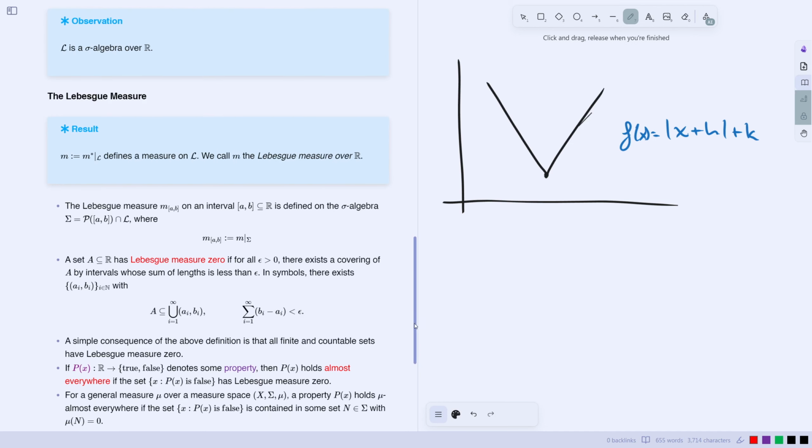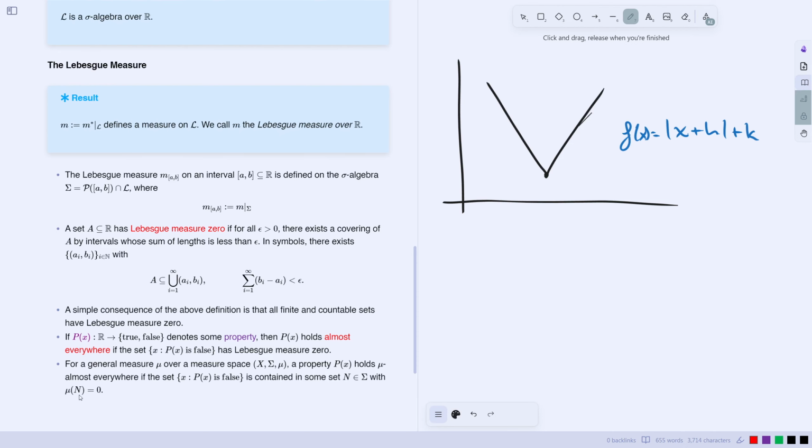Now, we can also define this generally, given any measure, not just the Lebesgue measure. For a general measure mu over a measure space (X, sigma algebra, measure), we say that a property p of x holds mu almost everywhere, and we might chop off the mu if we already know what it is, if the set of points where the property does not hold is contained in a set with mu measure 0. This definition implies the first.